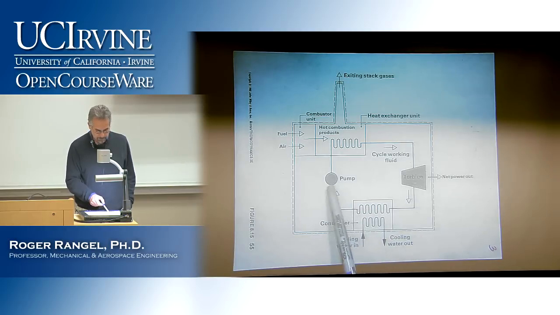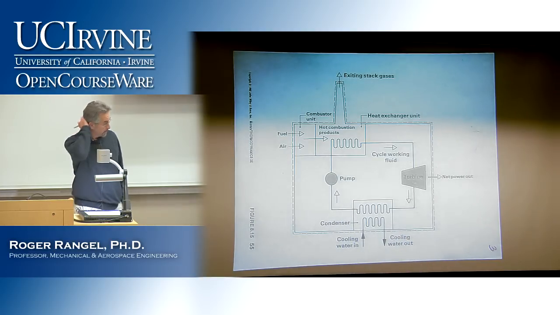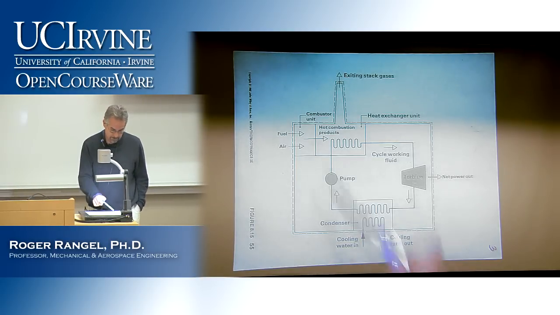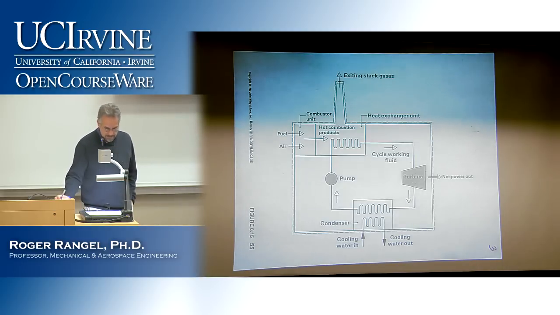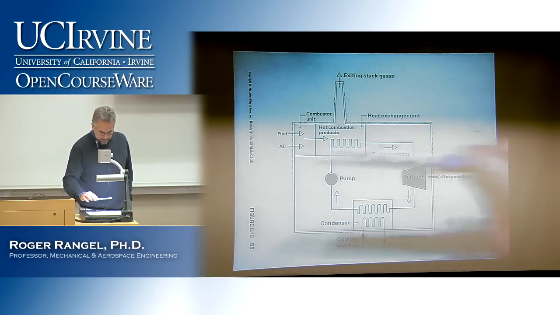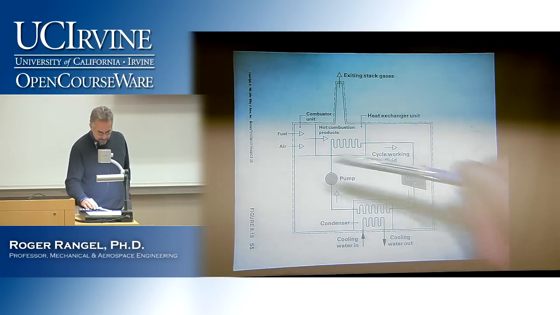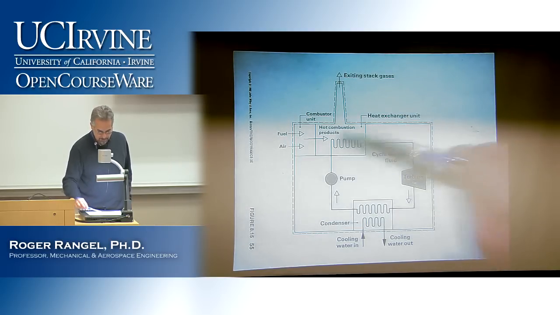And then the fourth component is a pump, or several pumps, that take this liquid that comes out of the condenser and pump it up to the pressure that is needed to put it into the boiler, into the combustion unit, and that closes the cycle. So there are several ways we can look at this. In order to look at this as a closed system, as far as the working fluid here, you would have to consider all components together.